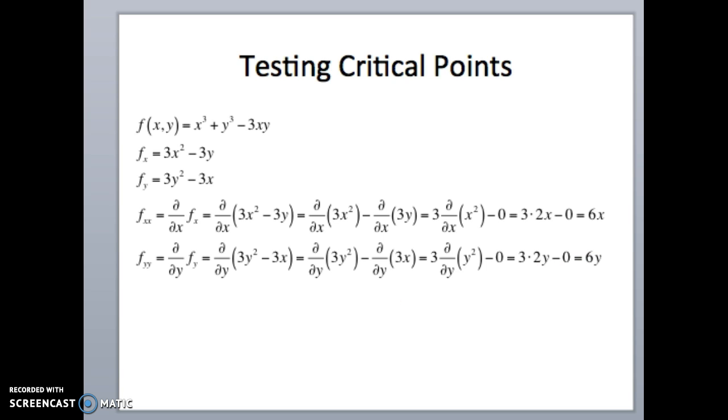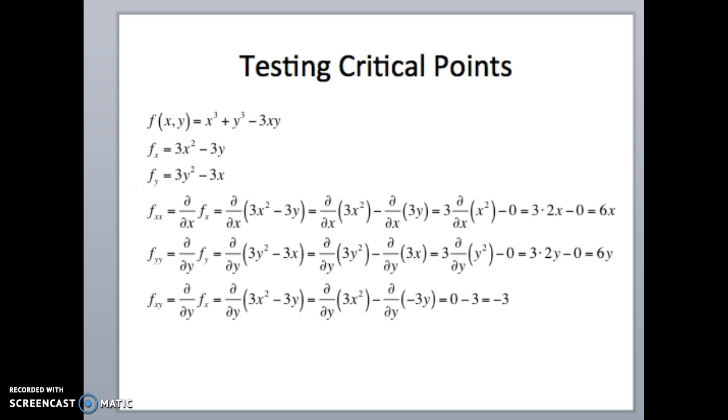But now I need to go ahead and get my mixed partials. So my next discussion is f sub xy. That means you take the partial with respect to x first, f sub x, and then take the partial of y of that. So writing the notation down this way, the partial with respect to y of f sub x is the partial with respect to y of 3x squared minus 3y.